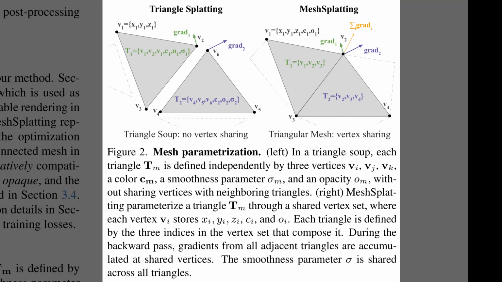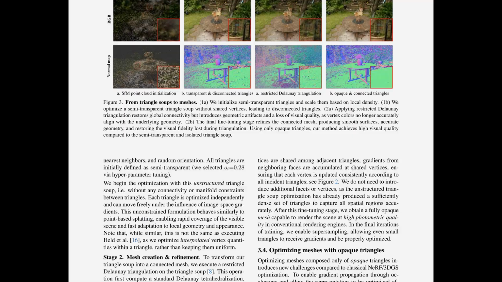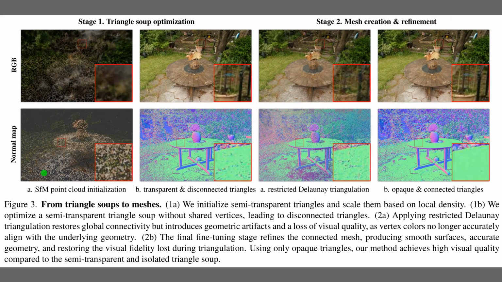Figure 2 contrasts how gradients flow in traditional triangle splatting versus mesh splatting. The left panel shows a triangle soup where each triangle owns its own vertices and attributes, so gradients stay local, and geometry between triangles never really coordinates. The right panel shows a shared vertex mesh, where neighboring triangles reference the same vertices. During training, gradients from multiple triangles accumulate at those shared vertices, which encourages smoother, more coherent surfaces across the whole mesh.